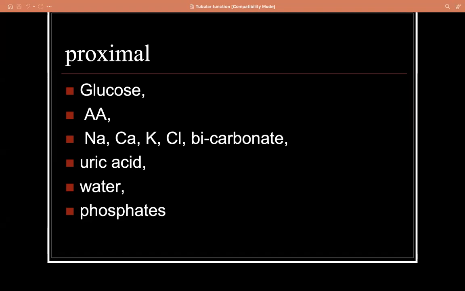Sodium is filtered in large amounts. Why is it important to know how sodium is reabsorbed in the nephron, particularly the proximal convoluted tubule? First, you want to know how much of the filtered sodium is reabsorbed. Most, probably three-quarters, two-thirds of the sodium that is filtered is reabsorbed.